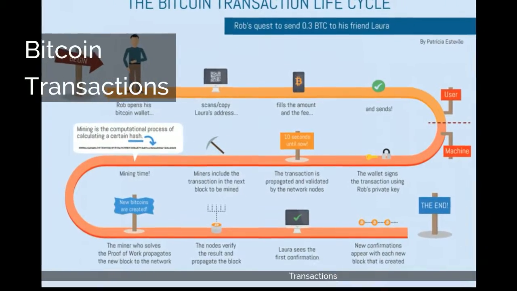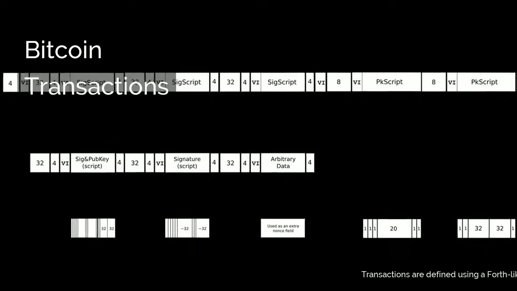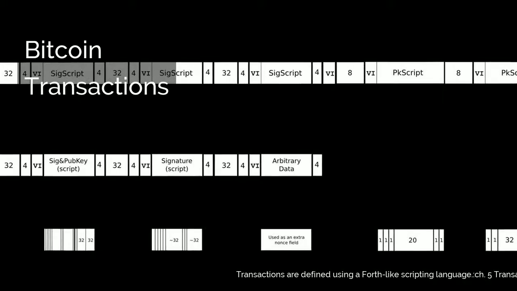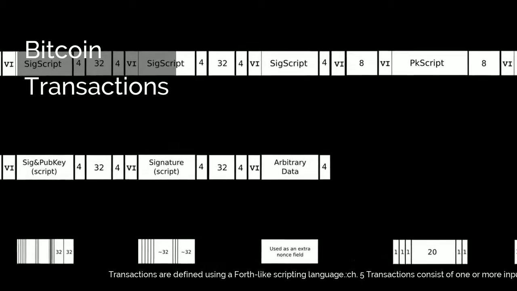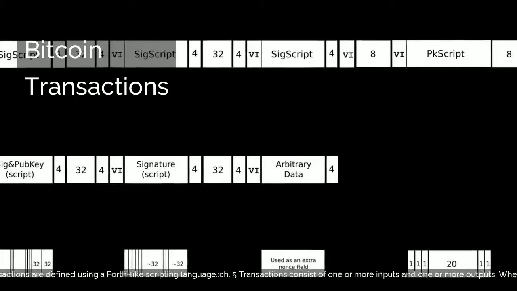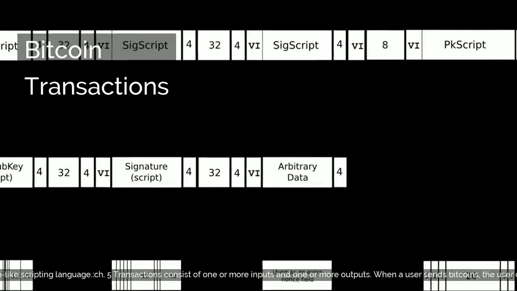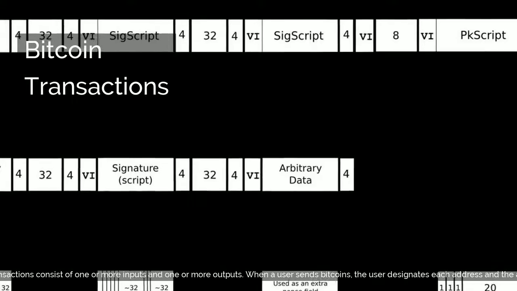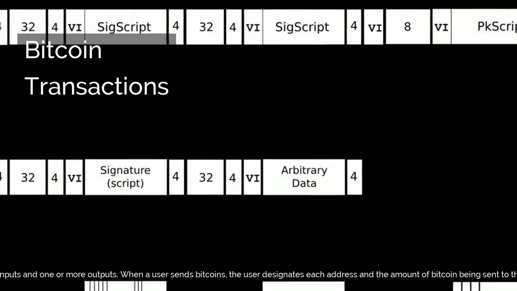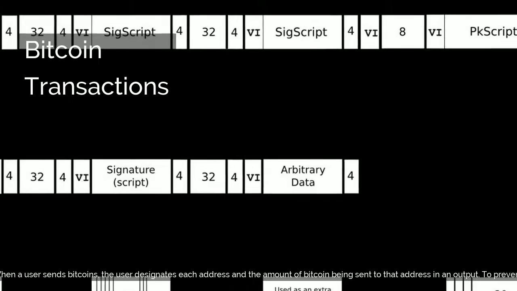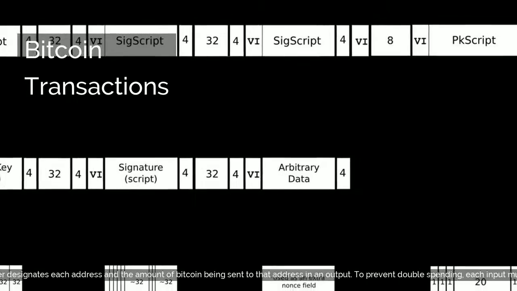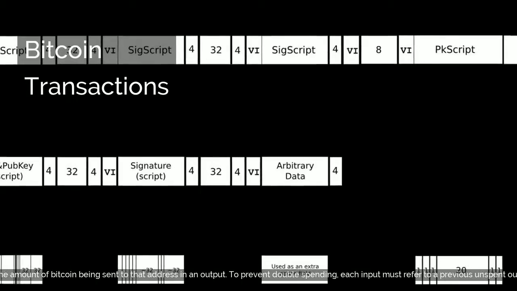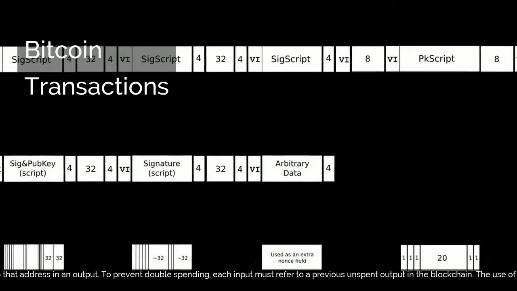Transactions. Transactions are defined using a Forth-like scripting language. Transactions consist of one or more inputs and one or more outputs. When a user sends Bitcoins, the user designates each address and the amount of Bitcoin being sent to that address in an output. To prevent double spending, each input must refer to a previous unspent output in the blockchain.